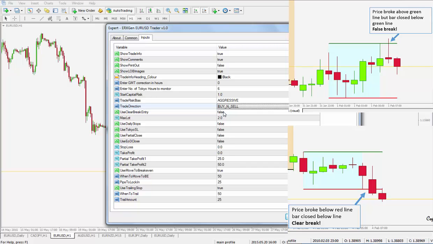With this setting, it's a slight improvement on the aggressive system, where the buy order or the sell order is only placed when price breaks above the green line and closes above the green line for buys, or the bar breaks below the red line and closes below the red line.